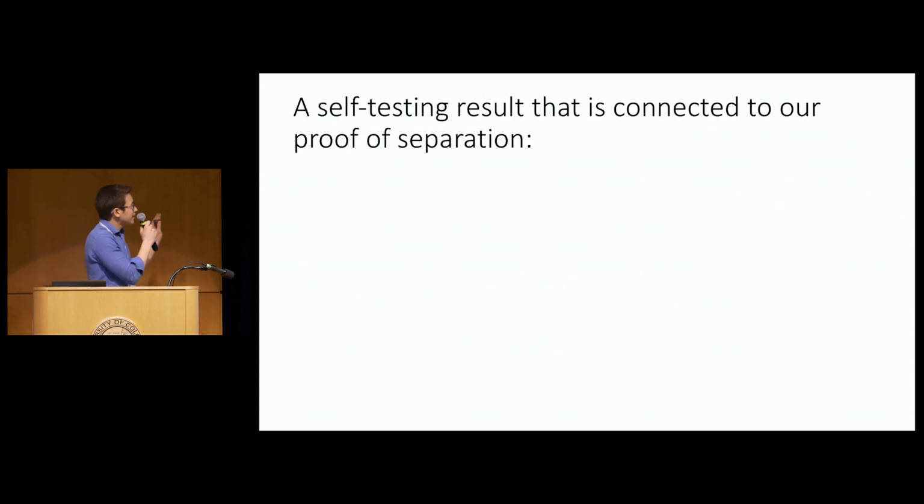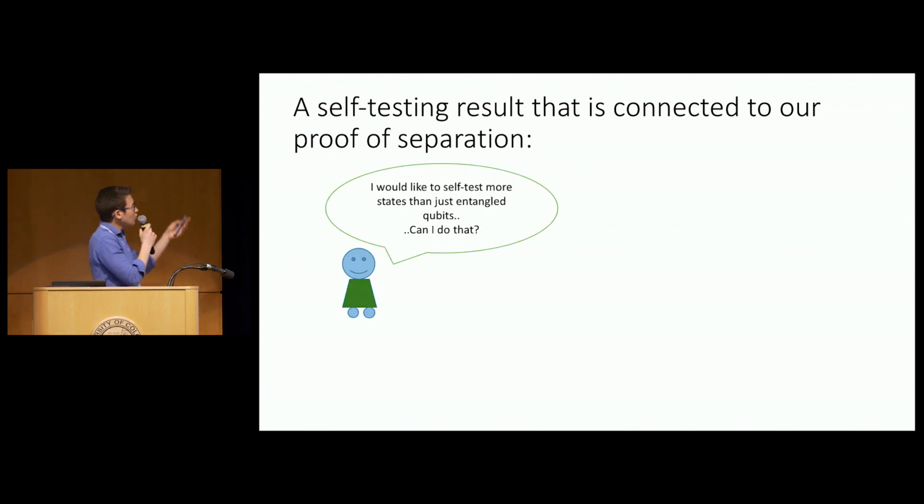And now, finally, let me tell you about a self-testing result that is connected to our proof of separation. One very natural question to ask is, is it possible to self-test more than just pairs of entangled qubits? Can you self-test higher dimensional things or other special states? Over the years, several examples of self-testable states have been given, but for a while, it was open whether we can actually self-test everything in the bipartite case.